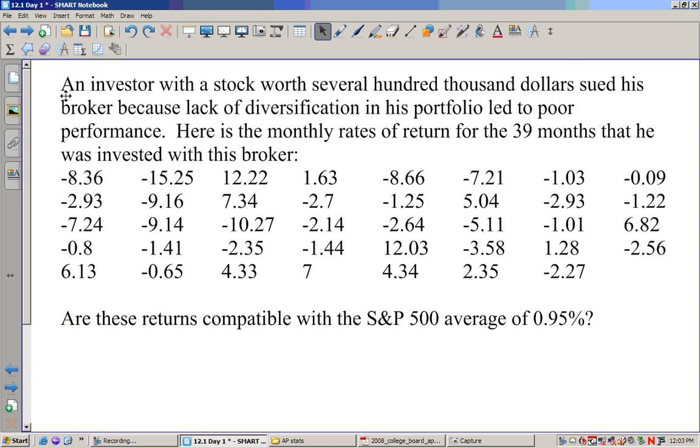All right. Now, an investor with a stock worth several $100,000 sued his broker because a lack of diversification in his portfolio led to poor performance. Here are the monthly rates of return for 39 months that he has invested with his broker. Are these returns compatible with an S&P average of 9.5%? All right, so we have what we want it to be, and these are our values. So let's see if he is consistent.